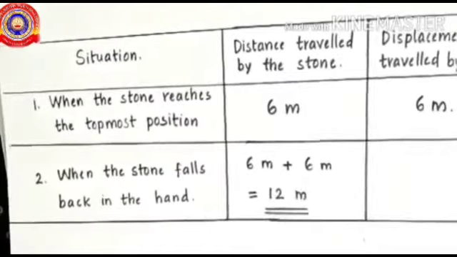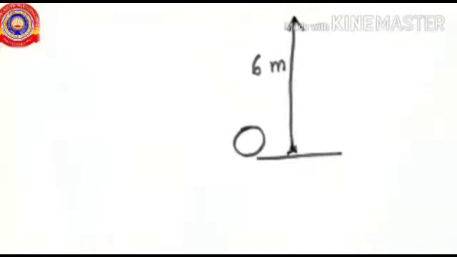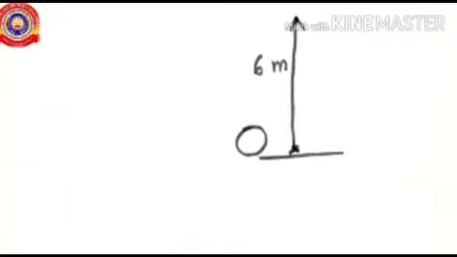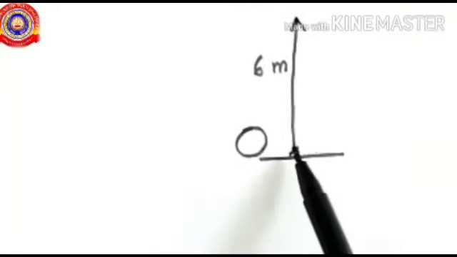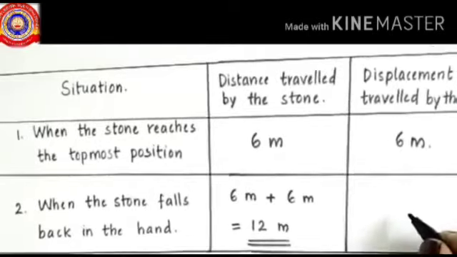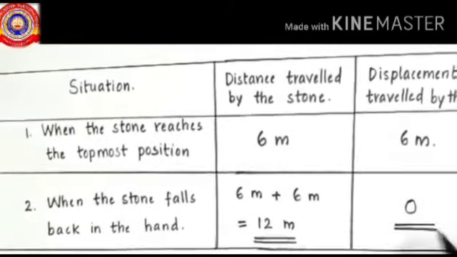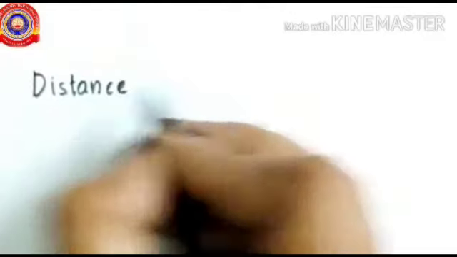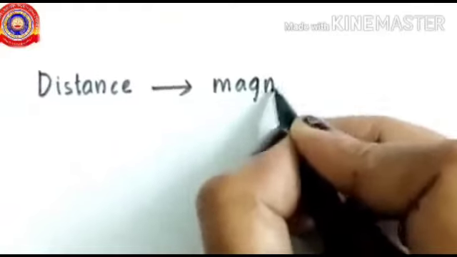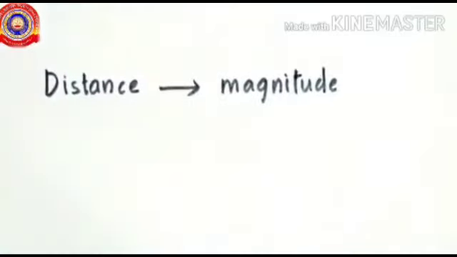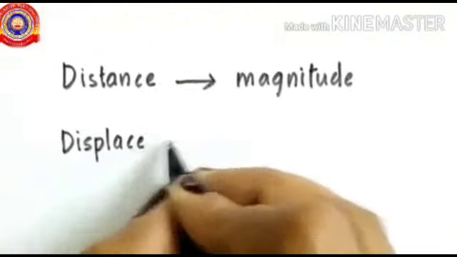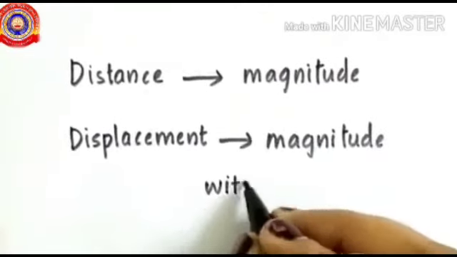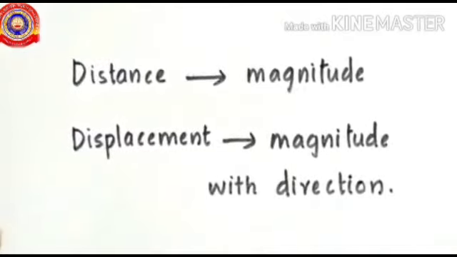Now let's see the displacement in this situation. In the figure, the stone has finally reached the position where it started the journey. That is, the initial point and the final point are the same. So displacement in that instance is equal to 0. From this, it is clear that to specify distance, we need only magnitude. Magnitude means its numerical value, that is, its measurement. But for displacement, along with the magnitude, we need to indicate the direction. That is, magnitude with direction is displacement. And for distance, only magnitude is needed.